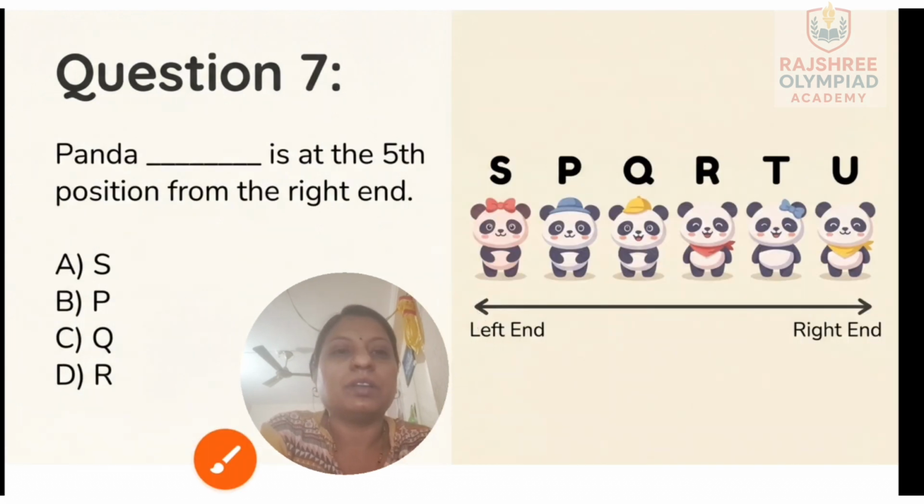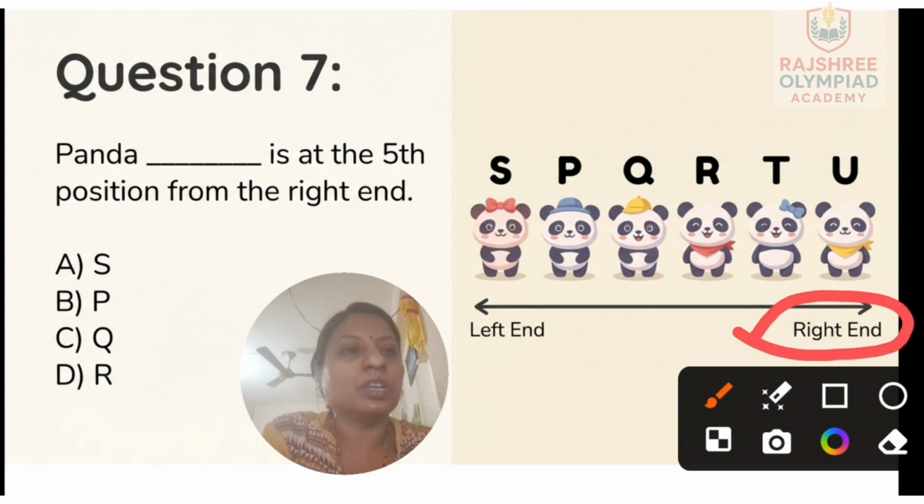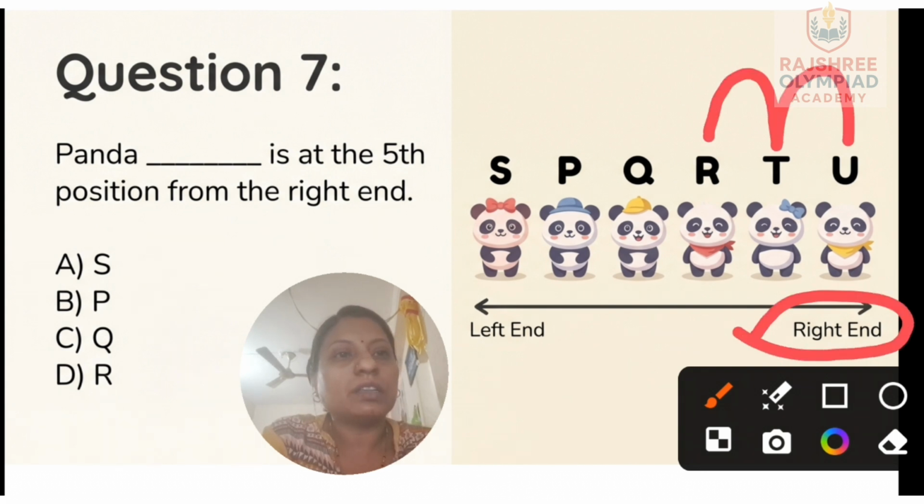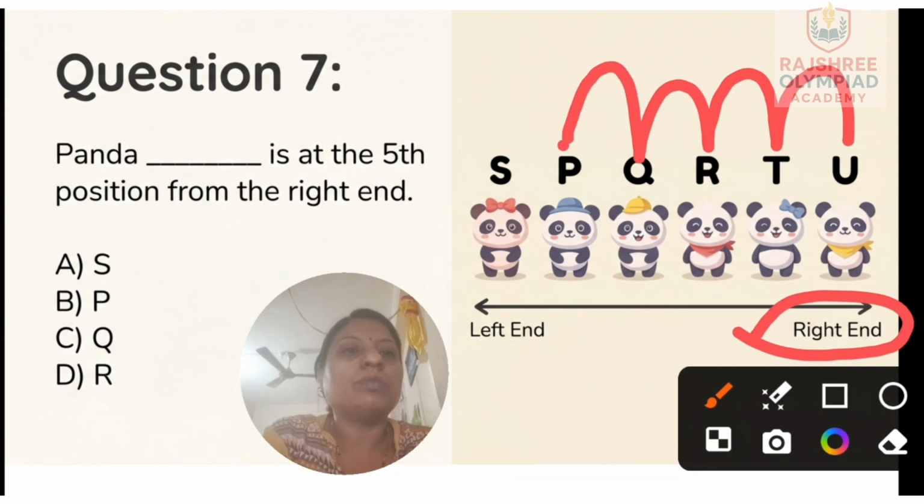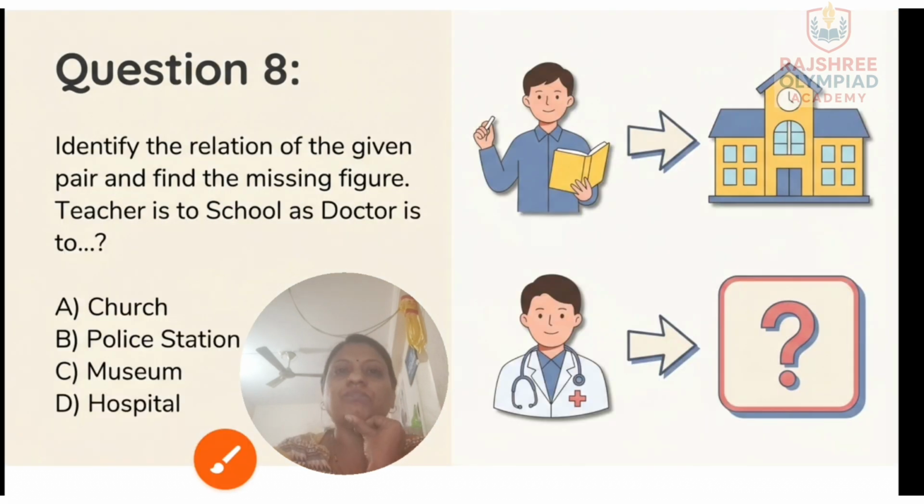Next, question number 7. Panda dash is at the 5th position. This question is about position. Position of the panda is at the 5th position from the right hand. Here is the right hand, and we want the 5th position: first, second, third, fourth, and 5th. On the 5th position is P. So our answer is P. Pause the video, read yourself and give the answer. Next, question number 8.